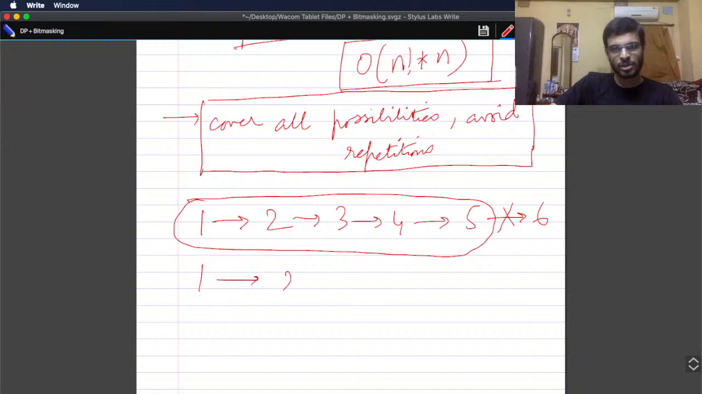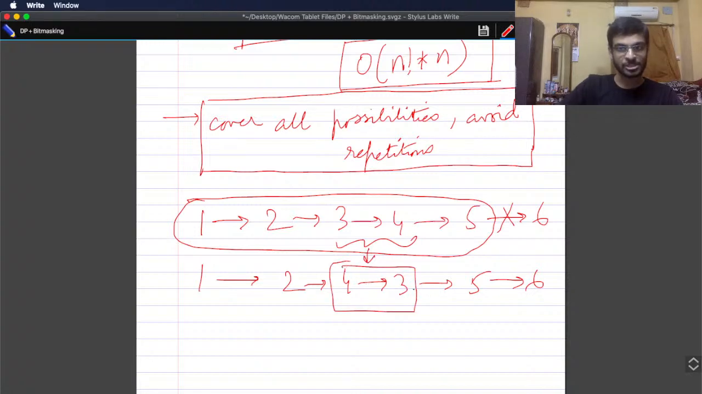Will this be possible? 1 to 2 to 4 to 3 to 5 to 6. Will this ever be possible? I've just interchanged the order over here. No, right? Because this particular edge which is not existing is not existing here as well. So here I cannot take the same edge. Make sense?